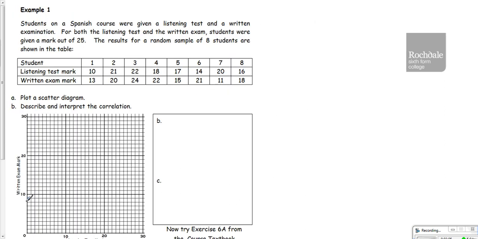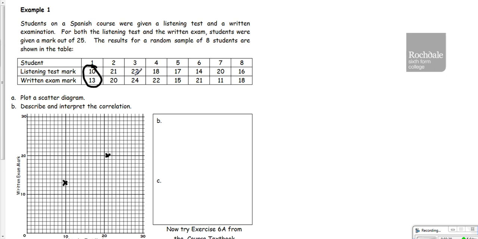So example one, we've got a Spanish course and students doing a listening test and a written test. They're both marked out of 25, and we've got 8 students here. So you'll notice we've got 2 values for student 1, 2 values for student 2, and so on. Plot the scatter diagram. Well, I won't do all the points, but just to show you roughly what you do. 10, 13, so x is 10 and y is 13. x is 21 and y is 20.